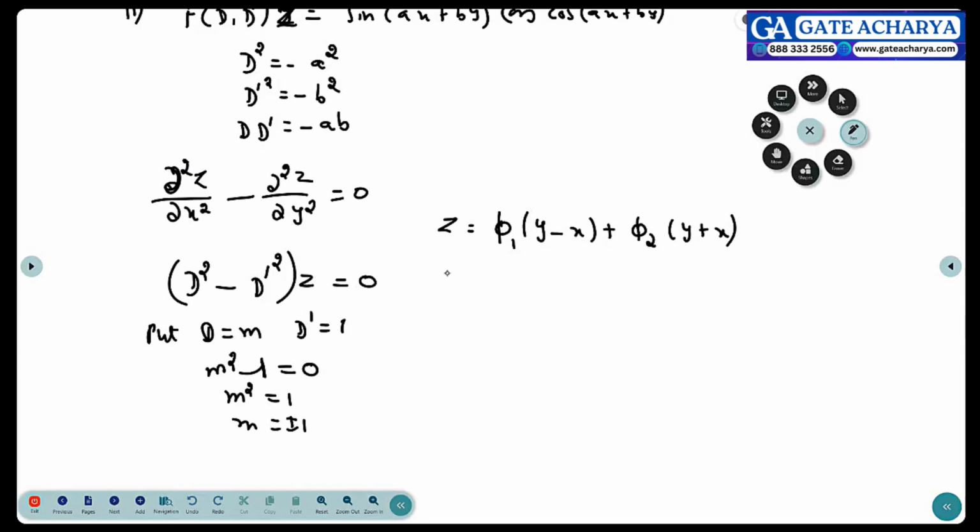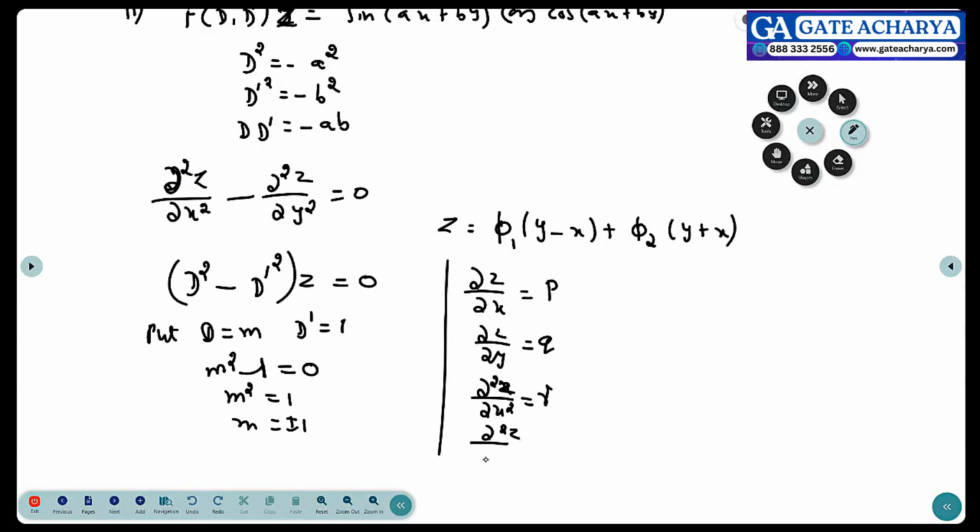The derivative of what is dou z by dou x? It is also p. Dou z by dou y is equal to q. Dou square z by dou x square is r. Dou square z by dou x dou y, the combination, is s. Dou square z by dou y square is t.